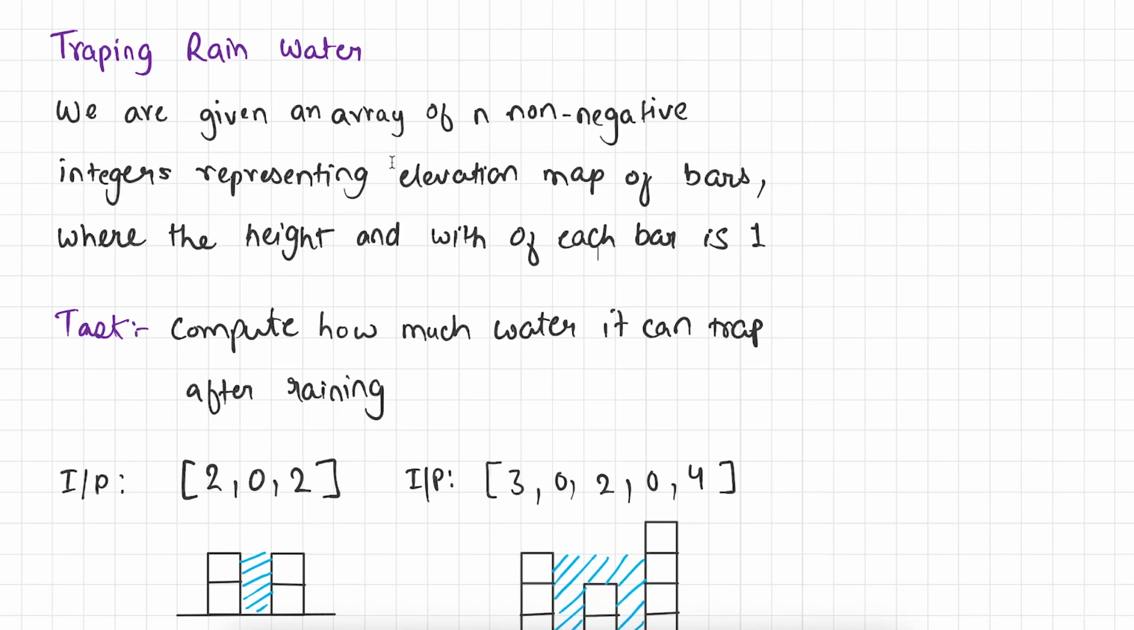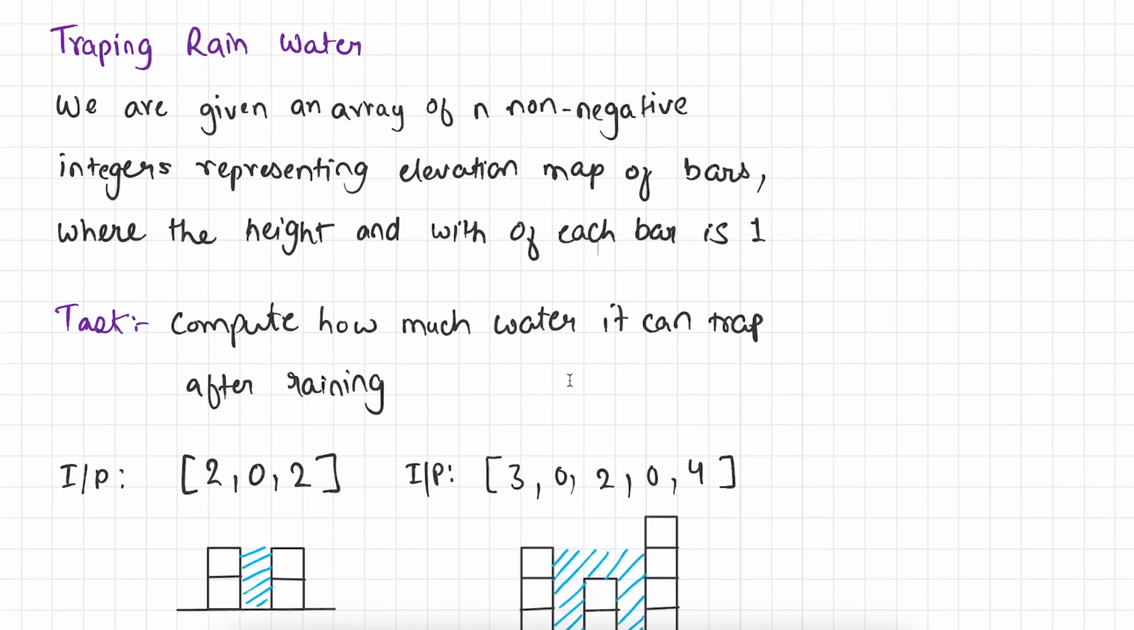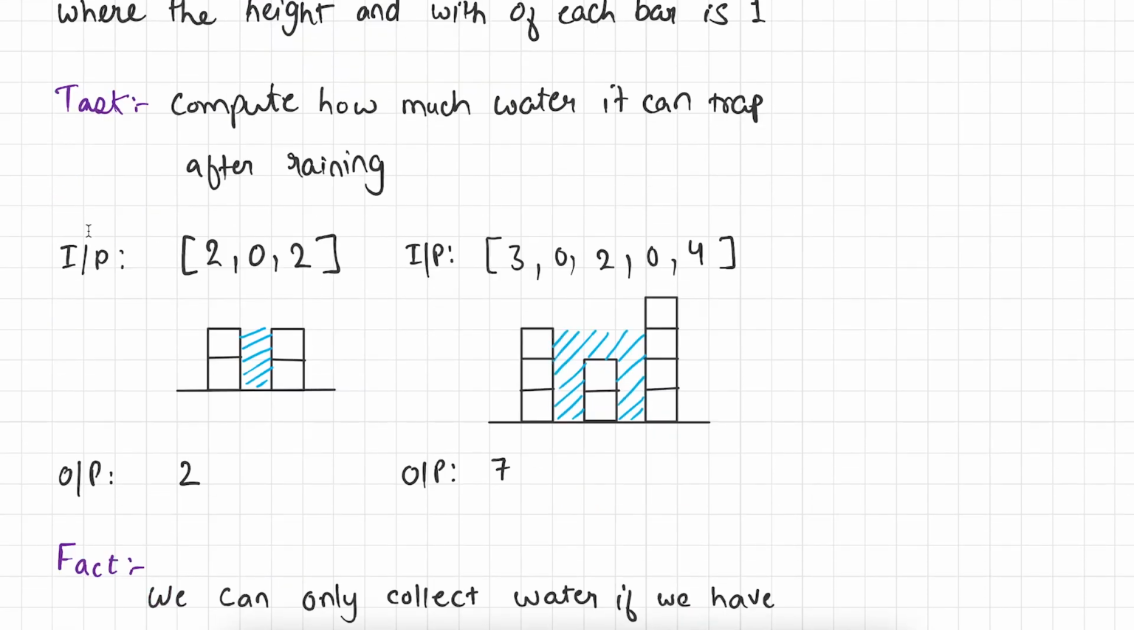Okay? And the height and width of each bar is 1. It means we can assume that it is a square bar, so that we can put bars on top of each other. Okay, so I hope you understood the problem. So let's see a few examples. Let's see this first example.